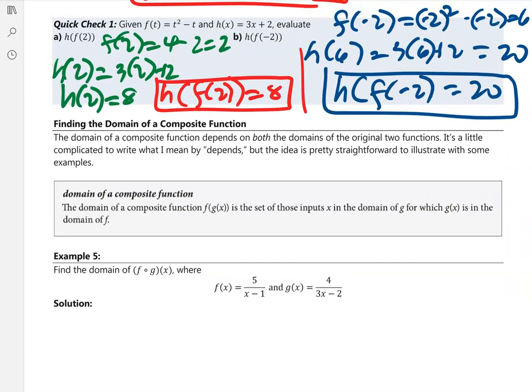Finding the domain of a composite function. The domain of a composite function f of g of x is the set of those inputs x in the domain of g for which g of x is in the domain of f.